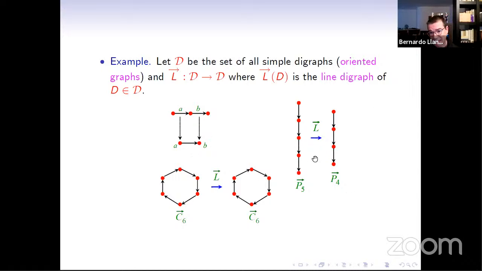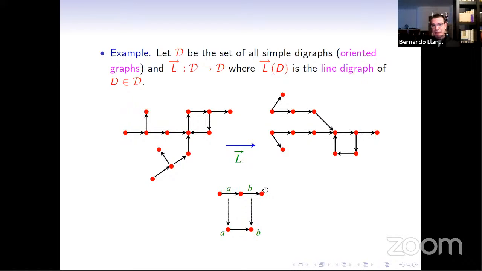Here you have the same example, the oriented path, and the image is the same, and the cycles are again the same image. A cycle on m vertices has as line digraph the cycle with the same number of vertices.